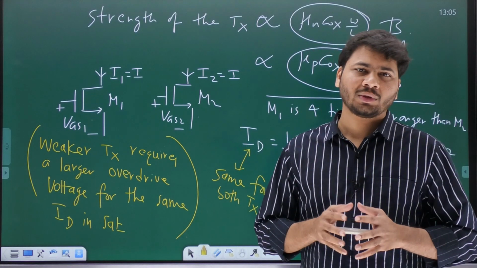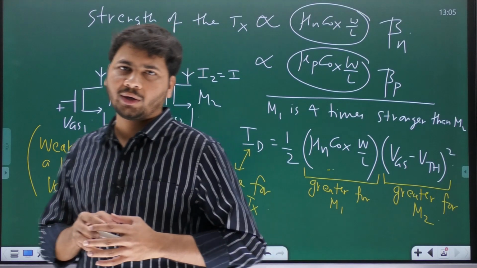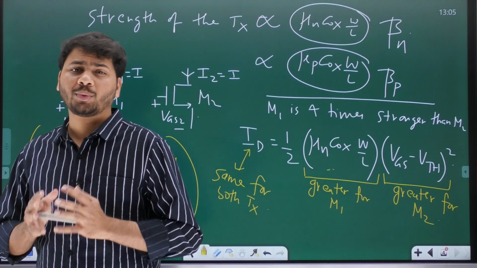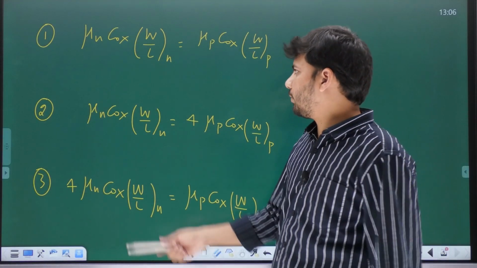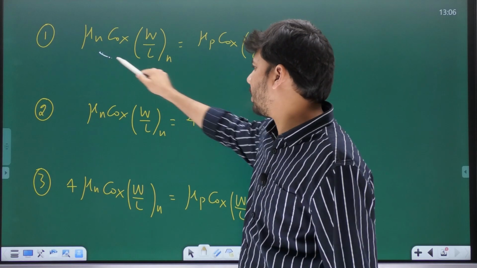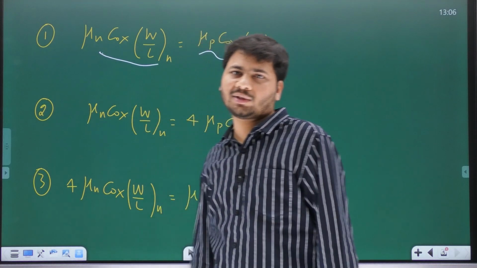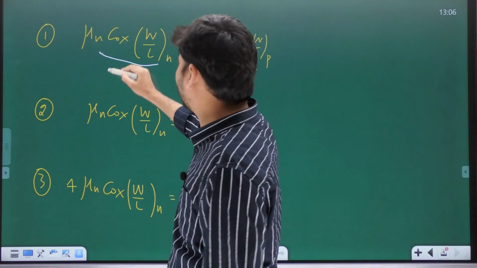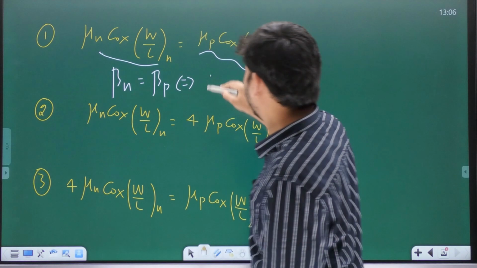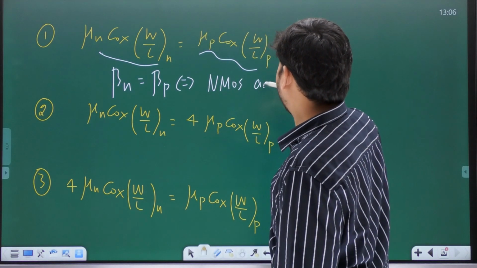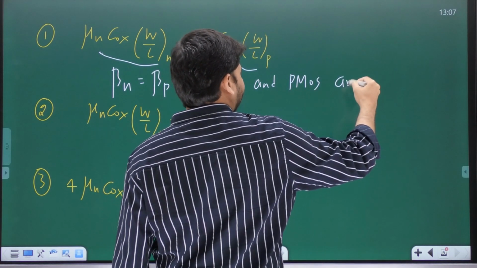Now let us get back to the concept of the switching threshold of a CMOS inverter, which is the operating point when a resistance is connected between input and output of the CMOS inverter. Just have a look at these three cases. In the first case, mu n Cox W by L of NMOS is the same as mu p Cox W by L of PMOS. Does it not mean both the NMOS and PMOS are equally strong? Yes. In other words, beta n is equal to beta p. This means NMOS and PMOS both are equally strong, or I can say both are matched.